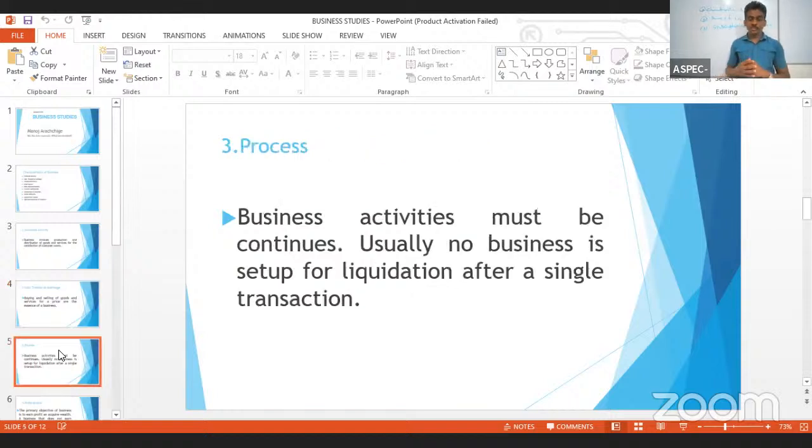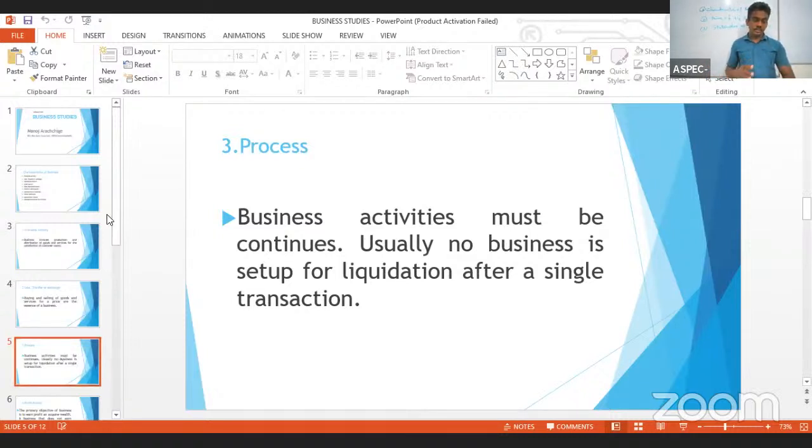Then next one, continuous process, right? Business activity must be continuous. Usually, no business activity is set up for liquidation after a single transaction. For example, a person sells a used bike to another person. Just one transaction. After that transaction, no other activities. Therefore, it is not a business. If it is a business, there should be a continuous process. A lot of transactions continuously occur in a business, right? Only one single transaction is not a business, right?